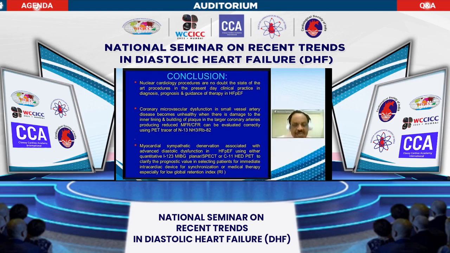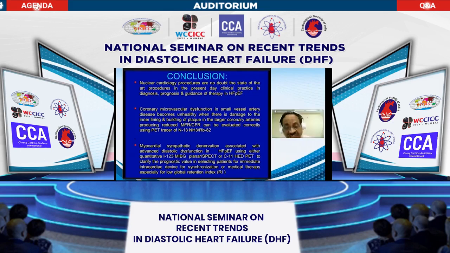Coronary microvascular dysfunction in small vessel artery disease becomes unhealthy when there is damage to the inner lining and building of plaque in the larger coronary arteries, producing reduced MFR, which can be evaluated correctly using PET tracers, either with nitrogen 13 ammonia or rubidium 82. Then you can find out the myocardial flow reserve.